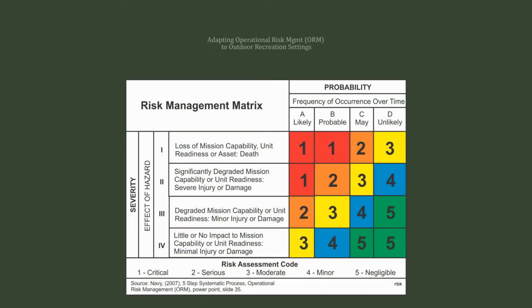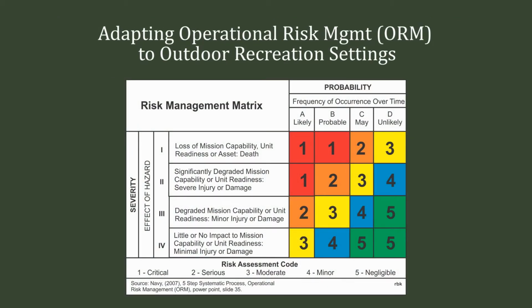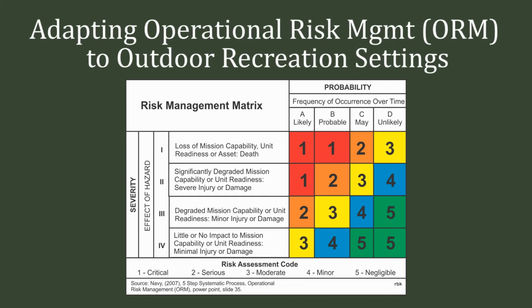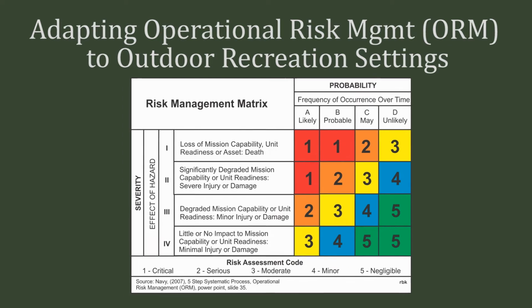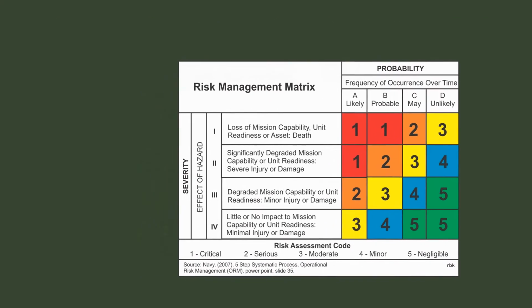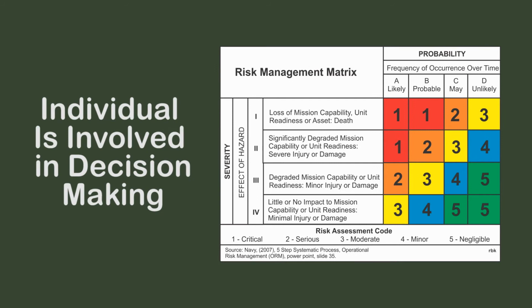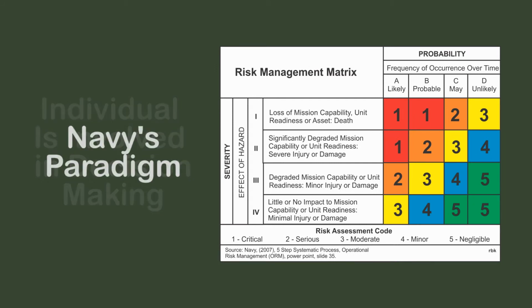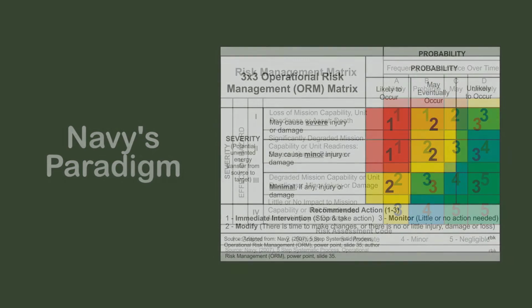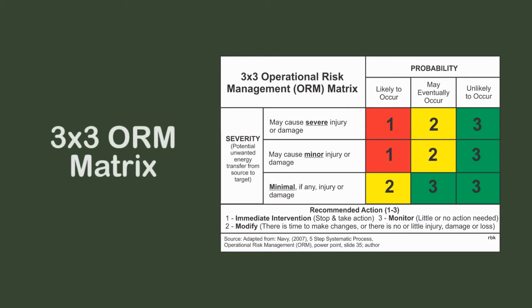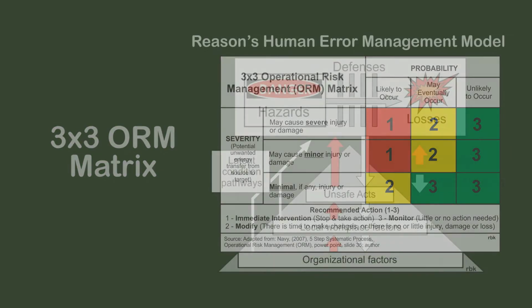Operational Risk Management, or ORM, was developed by the Navy in an effort to reduce accidents in high-risk areas on aircraft carriers and other Navy ships. A key element of ORM is that it involves the individual in the decision-making process. If a sailor on the flight deck sees an imminent accident, he can halt the operations. This video presents a simplified version of the Navy's ORM that is adaptable to outdoor recreation situations.